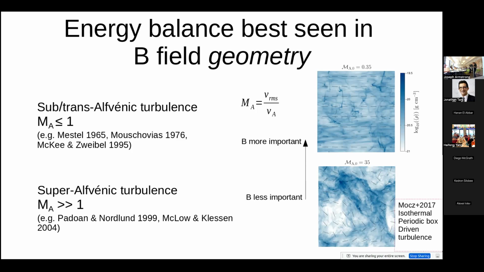That's the regime of sub or trans-Alfvénic turbulence, that we say. Bottom panel is for super-Alfvénic turbulence. That's when the kinetic motions are so much stronger than the magnetic field that they jumble up the magnetic field lines. Magnetic field lines appear all tangled in that bottom right panel. So you can see by eye, different magnetic field geometries mean different things about the energy balance.